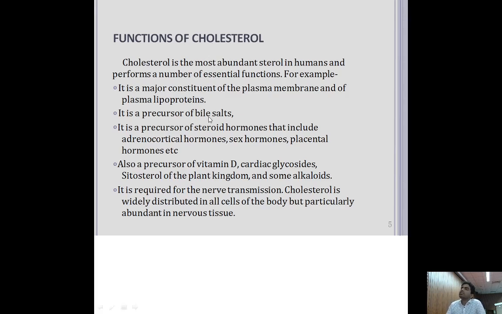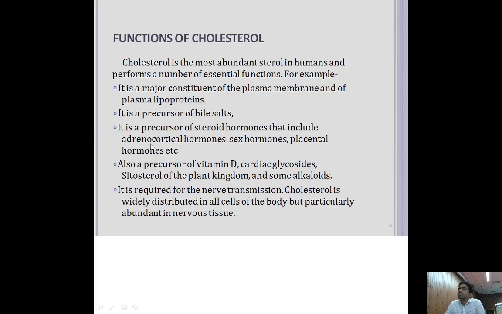Cholesterol is also the precursor of bile salts. Bile salts and bile acids are formed from cholesterol. So you have a small homework. You have to know the names of different bile acids and bile salts: primary bile acids, secondary bile acids, and bile salts. So you have to go back and read just the names.